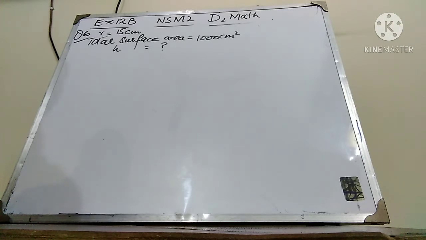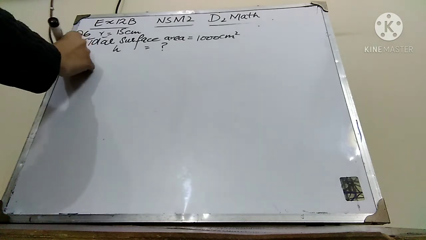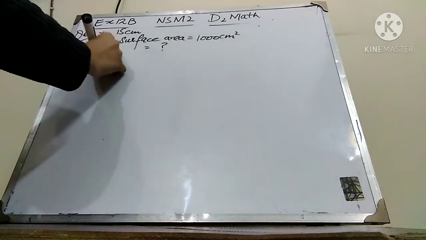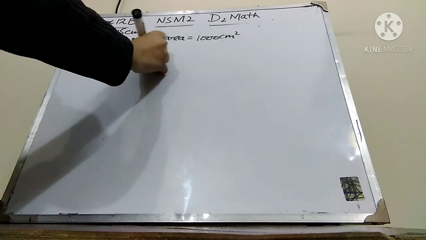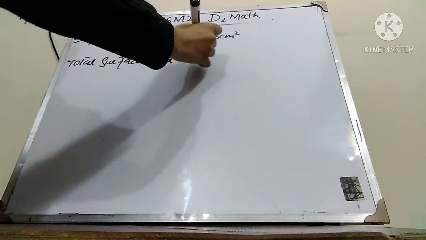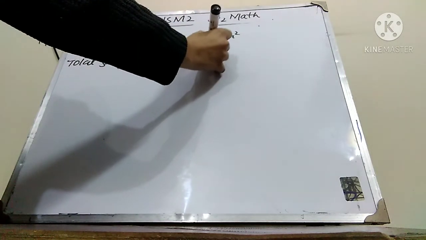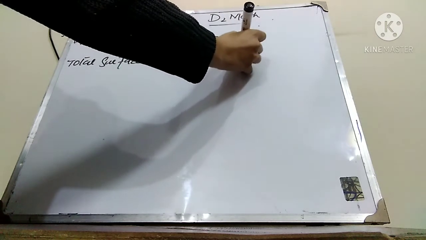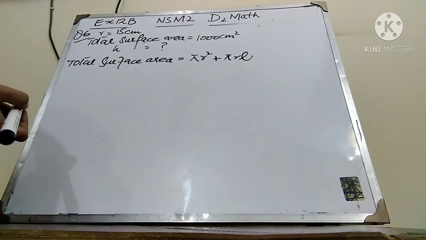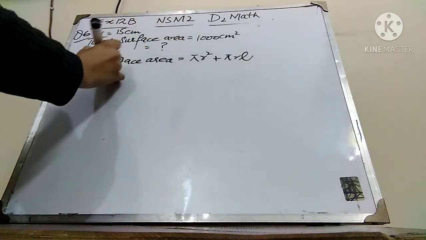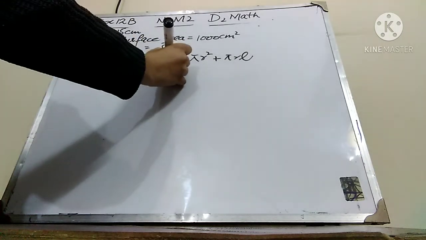You know that the formula to find out the total surface area of the cone is pi r square plus pi r l. Pi r square plus pi r l. So here I am going to write down the values which are given. The total surface area is given, which is 1000. So I will write down 1000 over here.